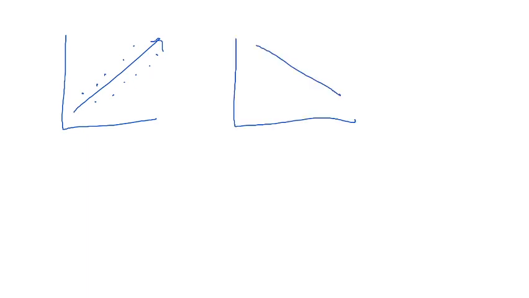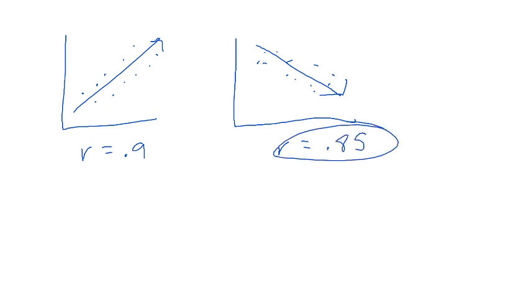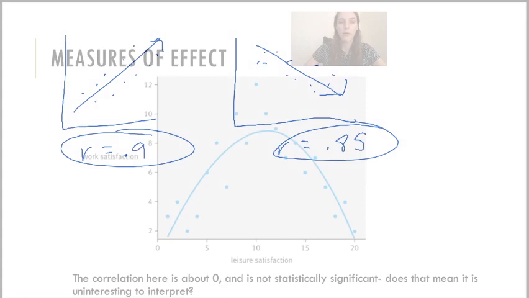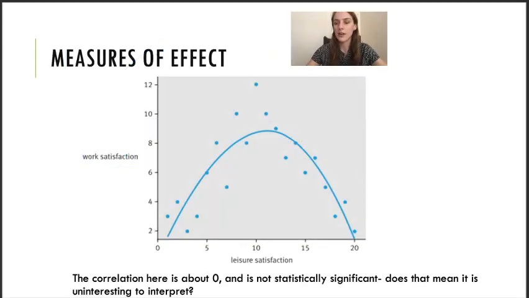We can have strong positive correlations that look like this. The trend goes upwards. We can have strong negative correlations that go like this. The trend goes downwards. We use something called R values here. So maybe this is an R value of 0.9. This is an R value of 0.85. These are both strong correlations. But if we take a look back at this one here, this would come out to something like 0.